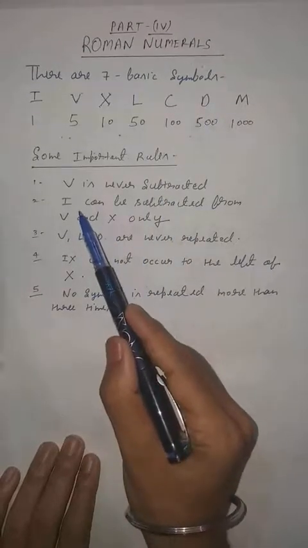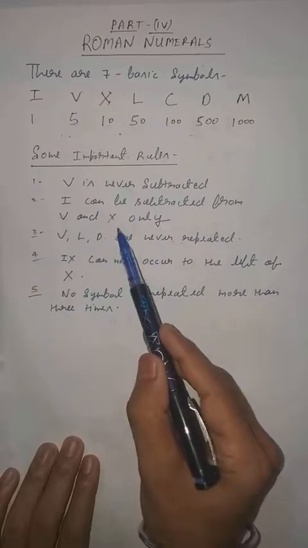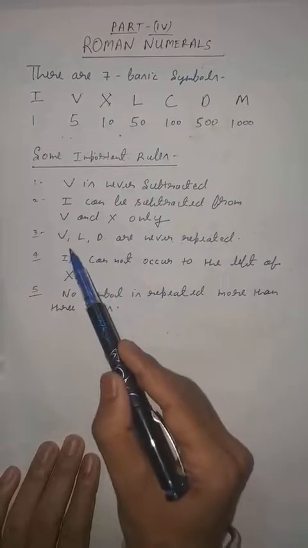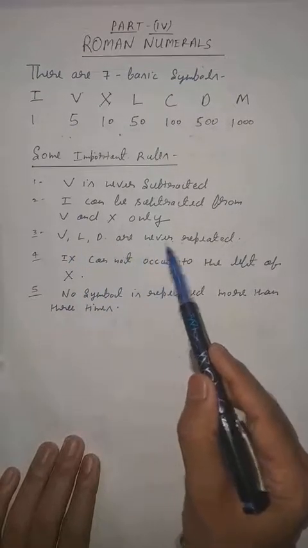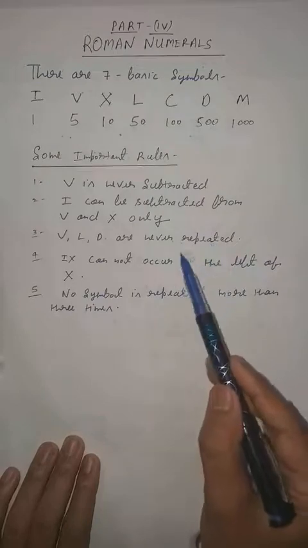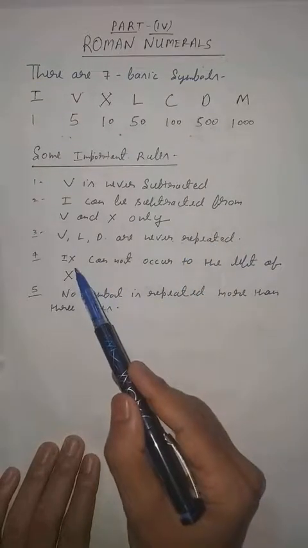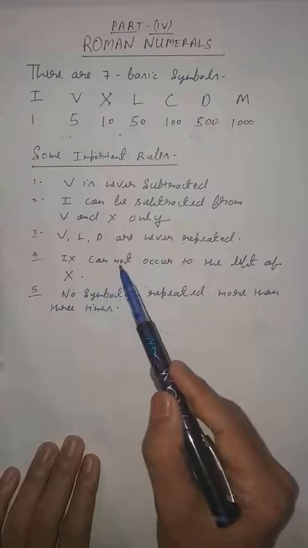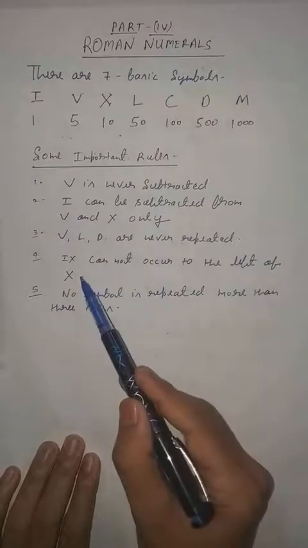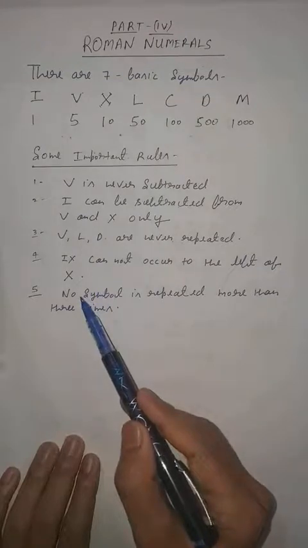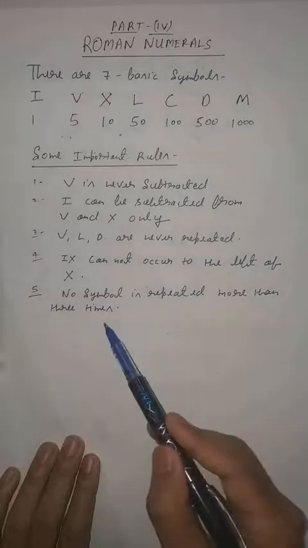Second rule is I can be subtracted from V and X only. Third is V, L, D are never repeated. I will also explain with the help of examples. And fourth rule is I, X cannot occur to the left of X. Now the last rule is no symbol is repeated more than 3 times.